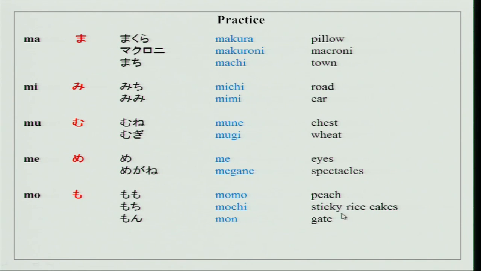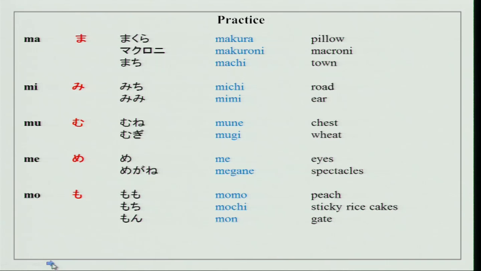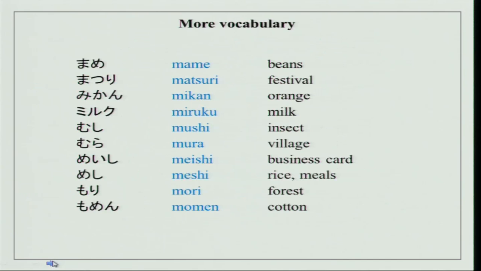Momo, peach. Mochi, sticky rice cakes, which are very, very popular in Japan, are loved by children. Mon is a gate, any entrance, any gate, main door of a house or a place is called mon. There is vocabulary for you, more vocabulary, which is very, very important. You have to learn this vocabulary as it will help you in making sentences later and in talking.